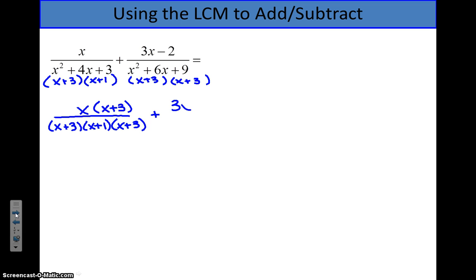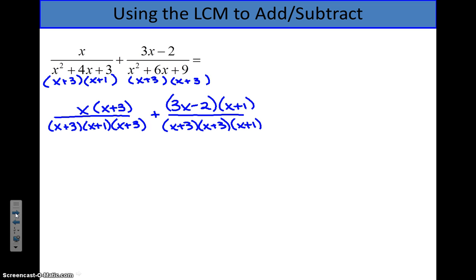Second one, I've got this 3x minus 2 in the numerator. I've got x plus 3 times another x plus 3, and I need to have this denominator be the same as the first one, which means I also need to have an x plus 1. And so I'm going to need to multiply by x plus 1 on both the top and the bottom.